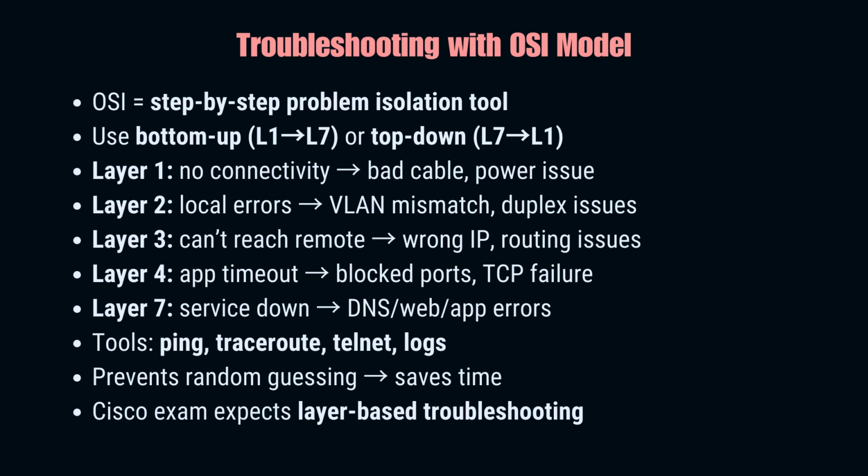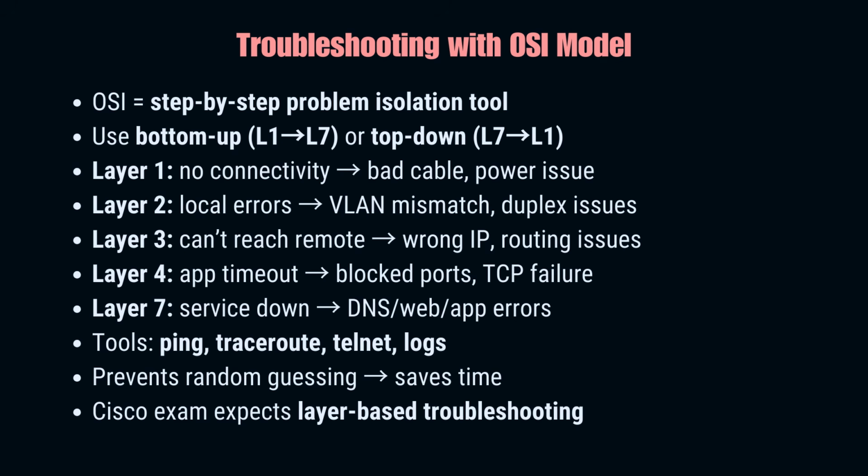Layer 2 data link issues cause local connectivity problems with high error rates, often from switch failures, VLAN misconfigurations, or duplex mismatches. Check the switch's MAC address tables and interface statistics. Layer 3 network problems prevent reaching remote networks with symptoms like wrong IP addresses, missing routes, or router failures. Use ping, traceroute, and routing table analysis.